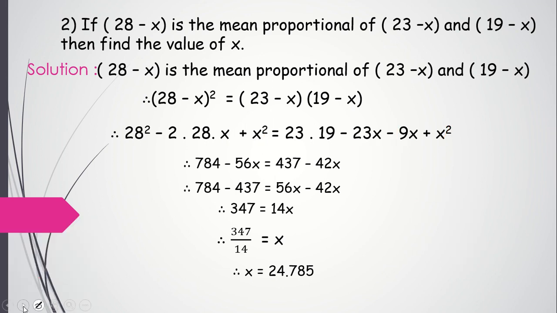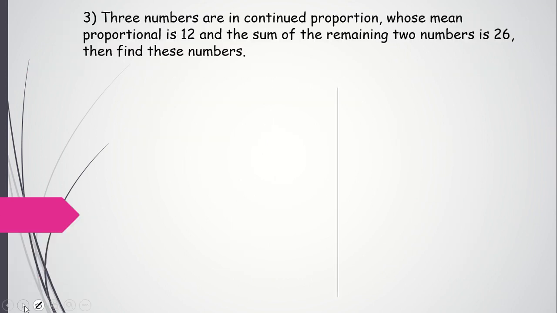Let's proceed to the next sum. Three numbers are in continued proportion whose mean proportional is 12 and the sum of the remaining two numbers is 26. Then find these numbers. Three numbers are in continued proportion and mean proportional is 12. So we'll go step by step and we'll try to find this out. Let's see how we are going to do that.